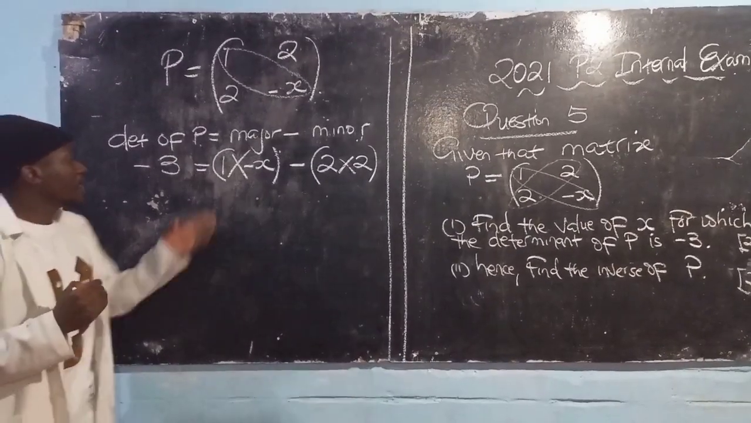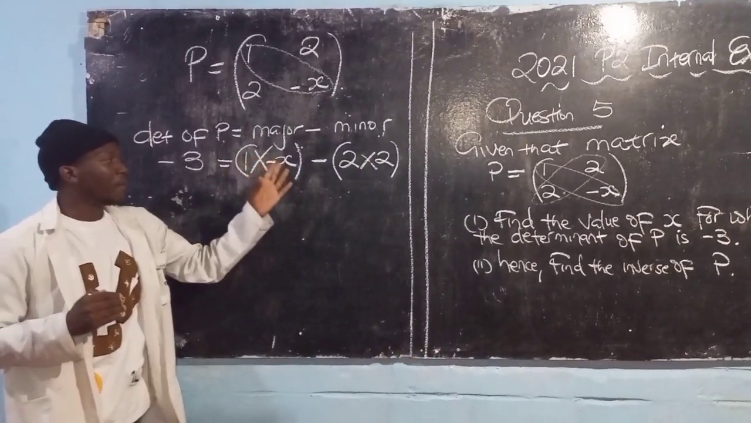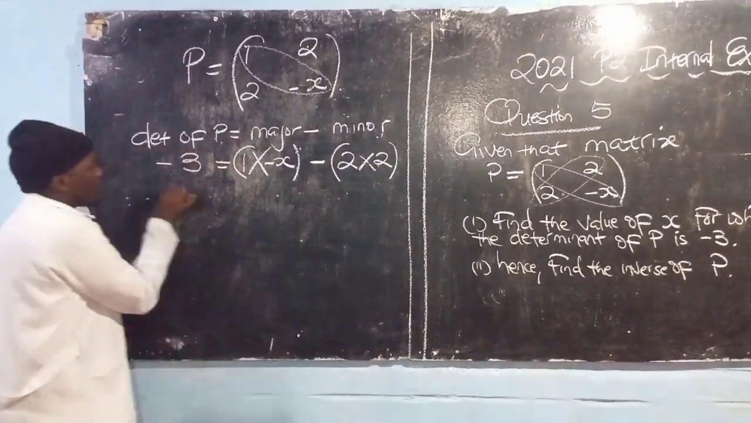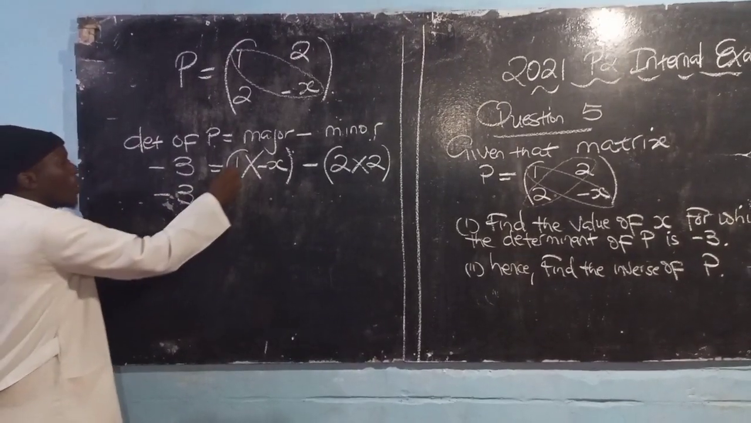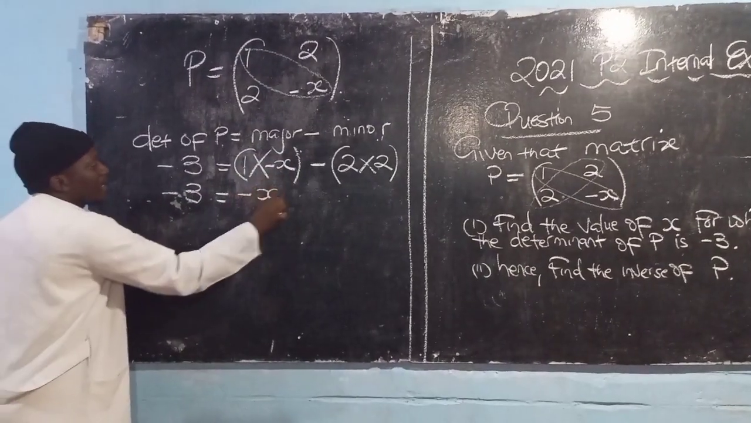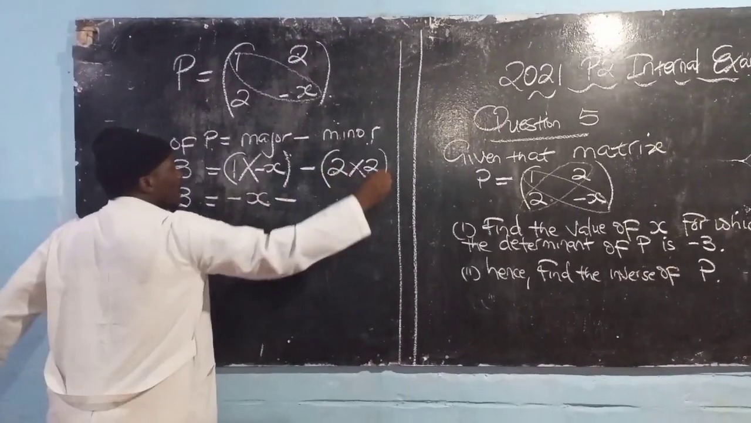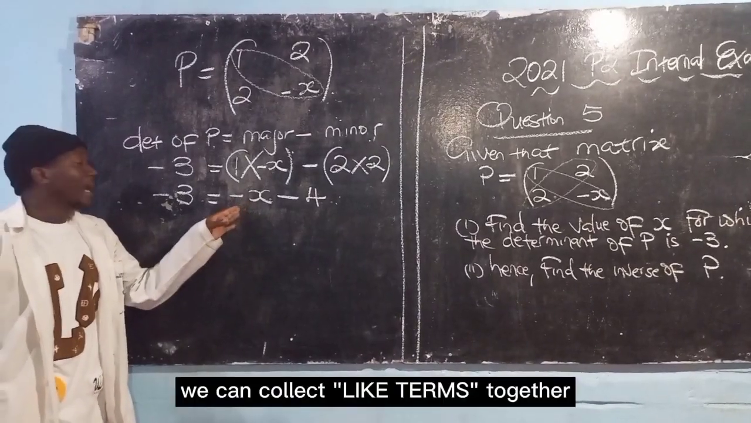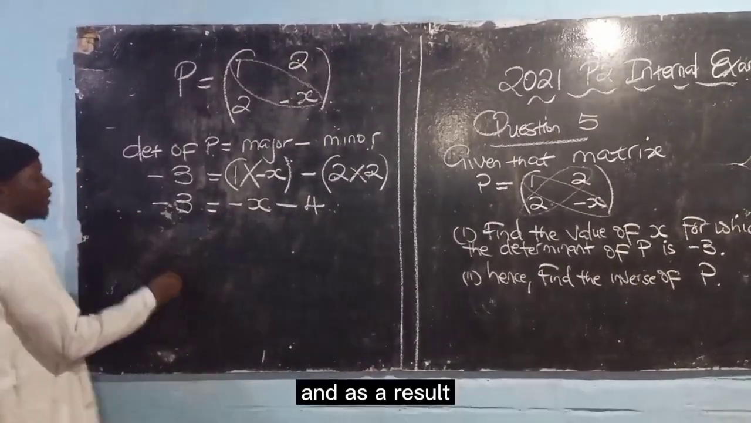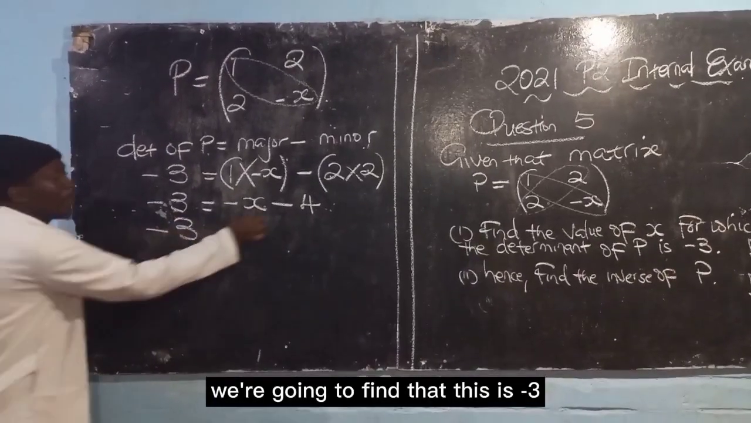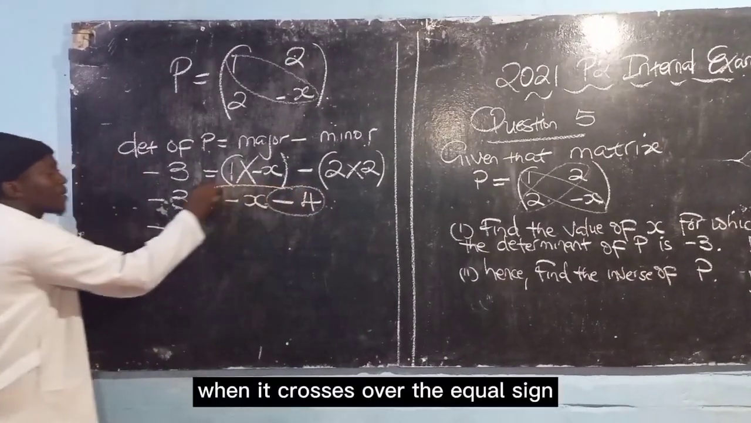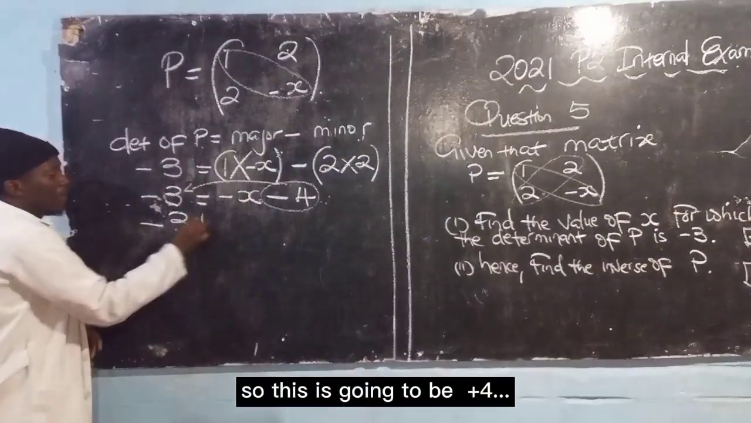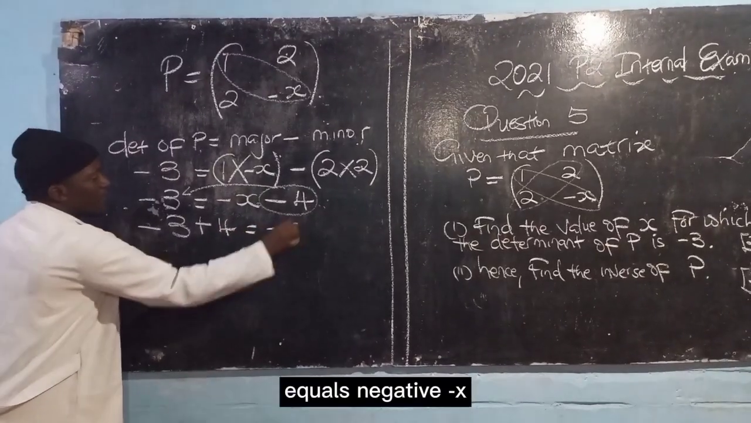The second step is to ensure that we get one thing from here as well as on the other side so that we make an equation. So this is negative 3 equals 1 multiplied by negative x is negative x minus 2 times 2. This is going to be a 4. At this stage, we can collect like terms together. And as a result, this is negative 3, but this is negative 4. When it crosses over the equal sign, the sign is going to change. So this is going to be plus 4 equals negative x.